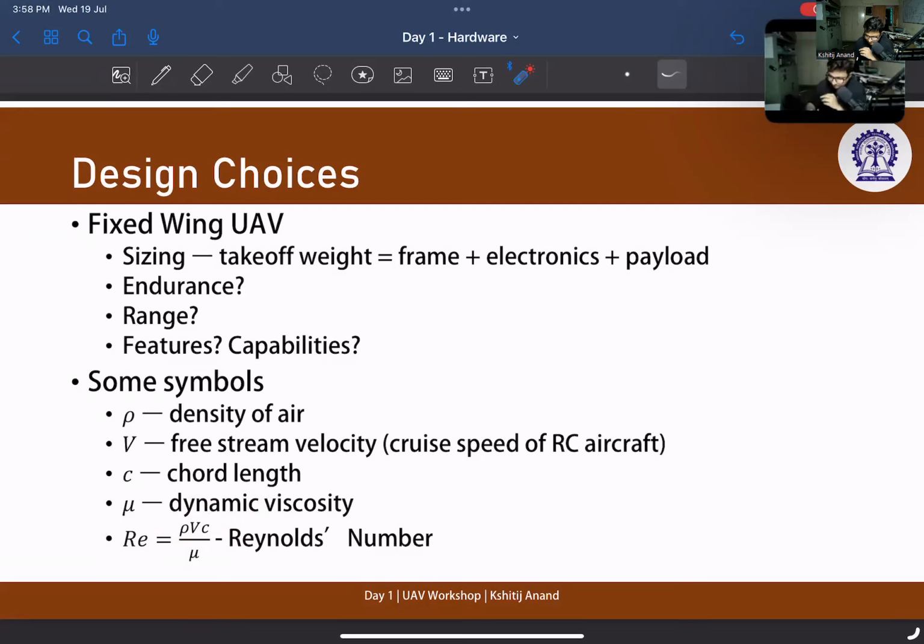Okay. And Reynolds number is dependent upon four things. The density. Density basically talks about the inertia of the fluid. C is the characteristic length or the chord length. V is the free stream velocity, and mu is the dynamic viscosity of the fluid.